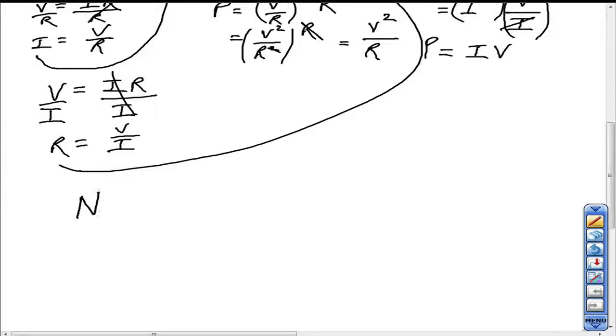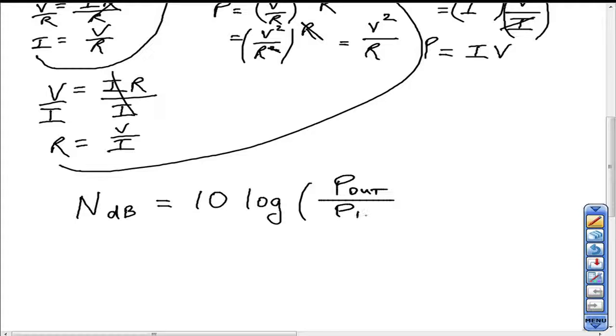So we've got something called NdB. dB, you've seen that before, haven't you? This is the unit for decibels. So NdB equals 10 times the log. This is chapter 20, a common logarithm. So 10 times the log of P out divided by P in. In other words, your output power divided by your input power.